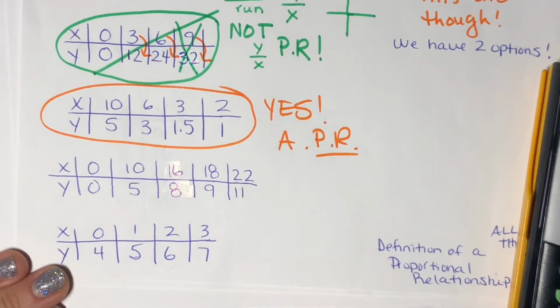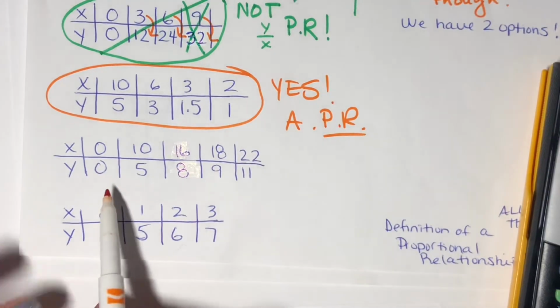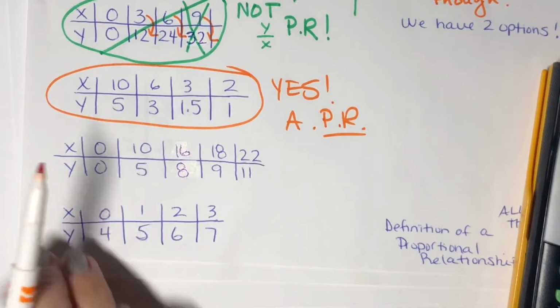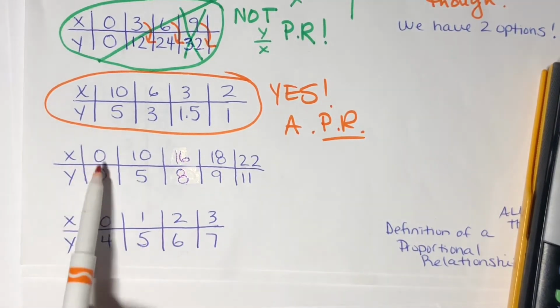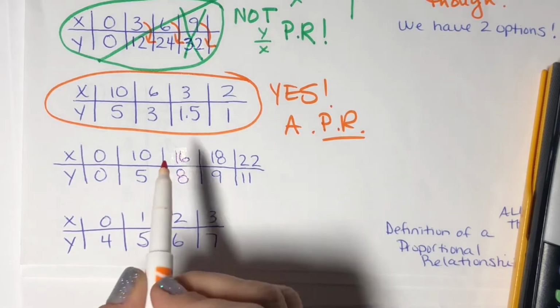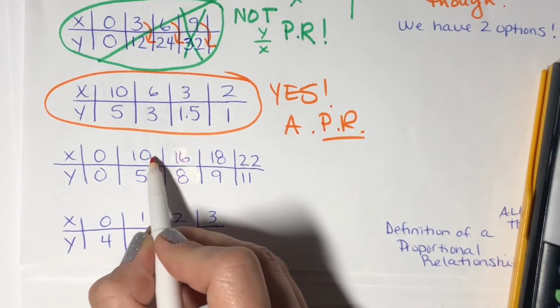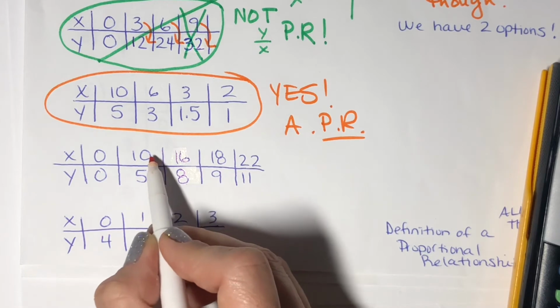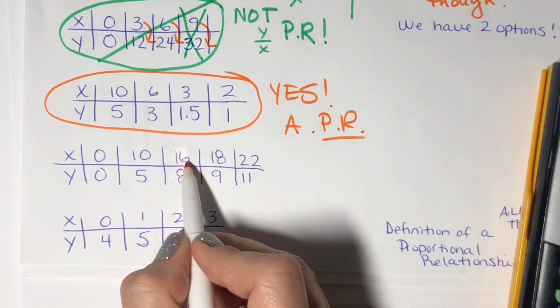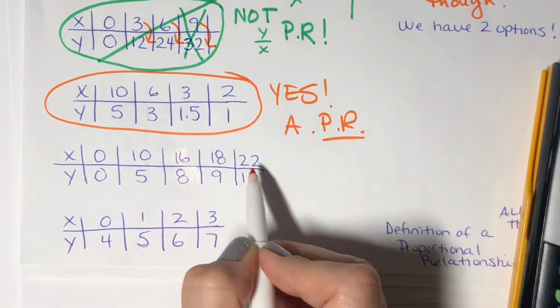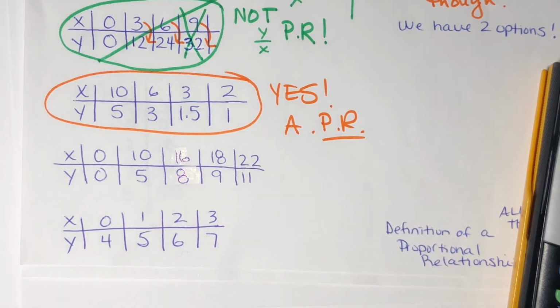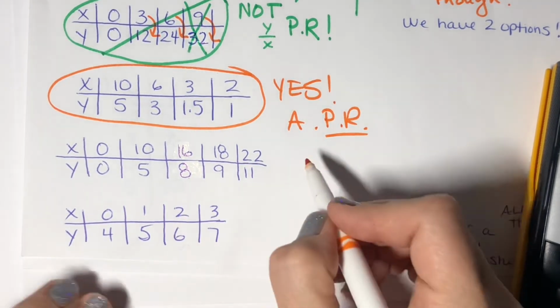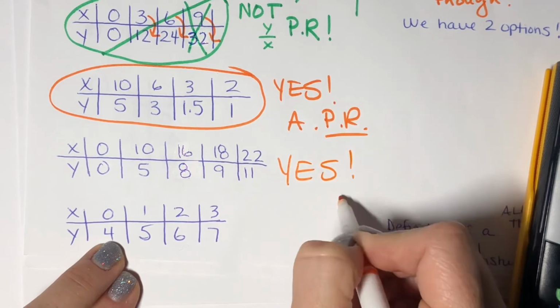So I want you to take a look at this third example here, and let's see if you can decide whether it's a proportional relationship. Yeah, it contains the point 0, 0. Let's see, 5 divided by 10. 5 is half of 10. 8 is half of 16. 9 is half of 18. And 11 is half of 22. Okay? So this is also a proportional relationship.